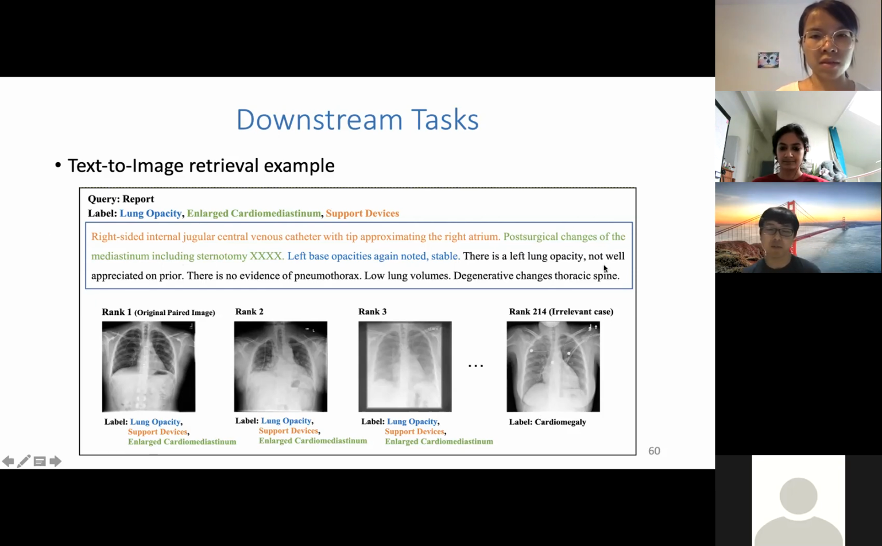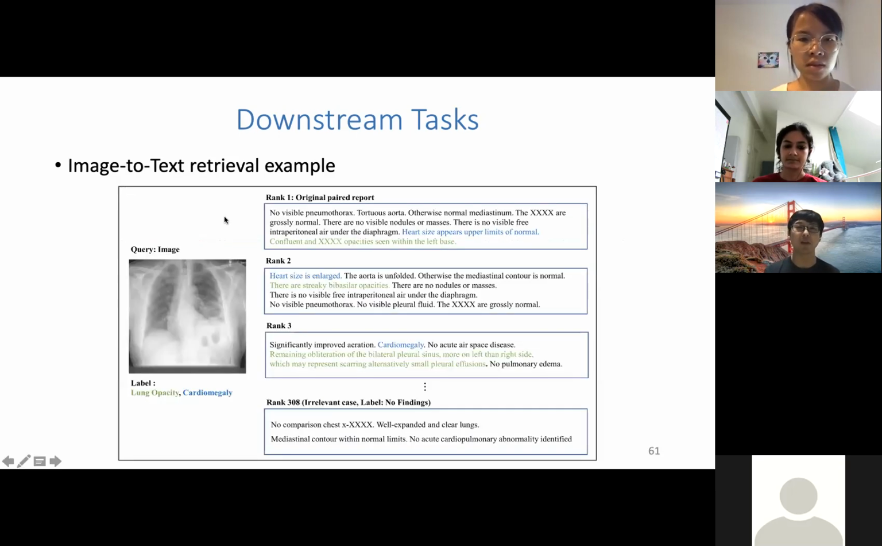I guess this is a bit hard to explain as a non-expert, but at least this one is a bit easier to understand, which is image-to-text. The image is being used as a query, which looks like this, and the relevant labels were lung opacity and cardiomegaly. When you retrieve all the relevant reports and rank them by relevance, luckily again, rank 1 is the original paired report.